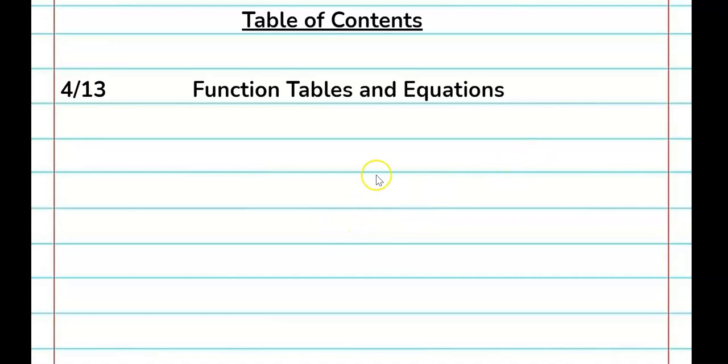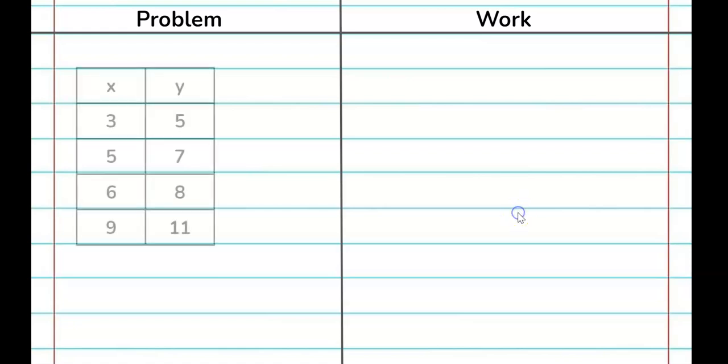Now that you have it written down in your table of contents, turn to your next blank page and make a problem and a work side. Then I want you to go ahead and write this function table. So you're going to have an X column and a Y column with these numbers. So pause the video to make sure you have all of this written.